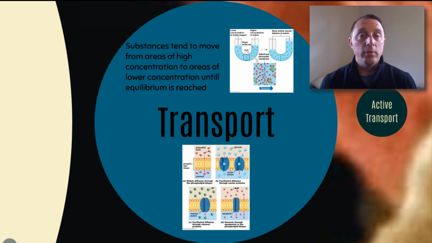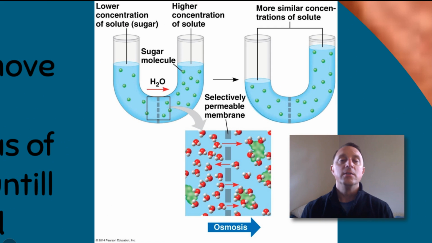Substances, when left on their own, will diffuse. This means that they will move from an area of high concentration to an area of low concentration. Okay, this is just simple diffusion. We don't need a cell to see this. We just need two areas of different concentration.